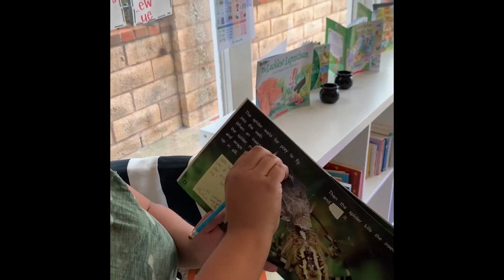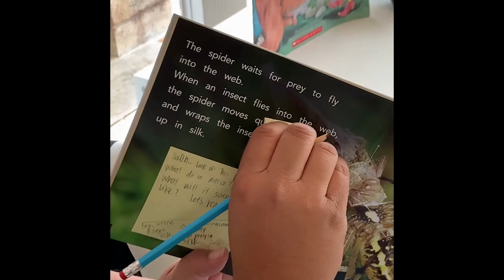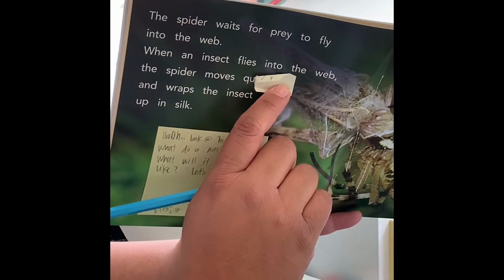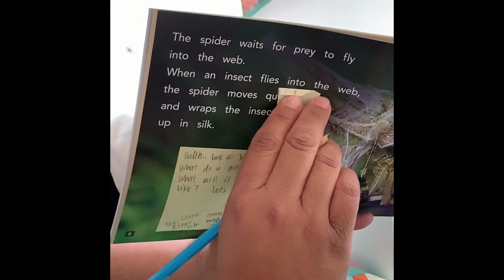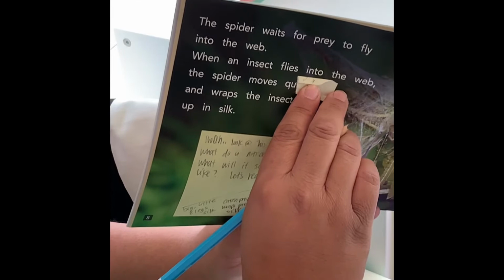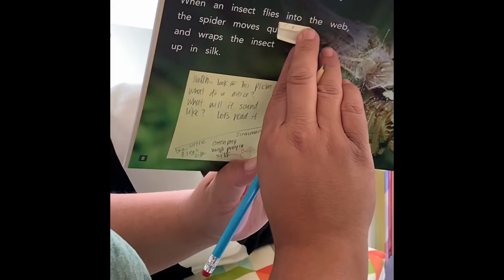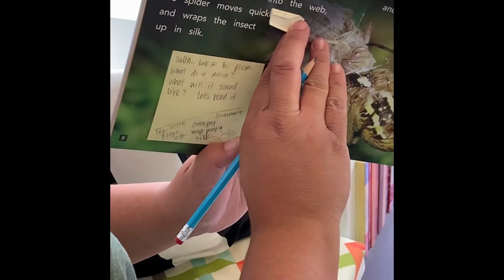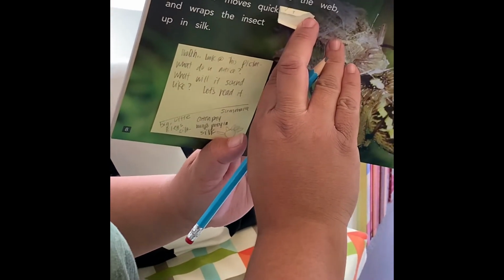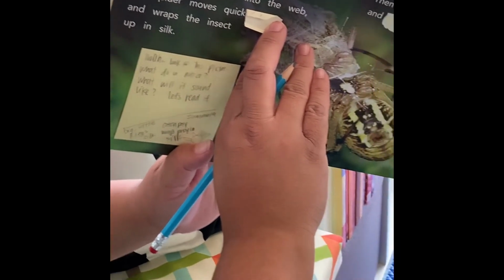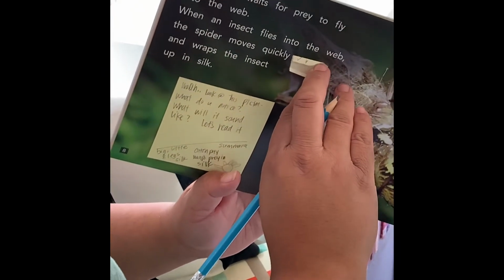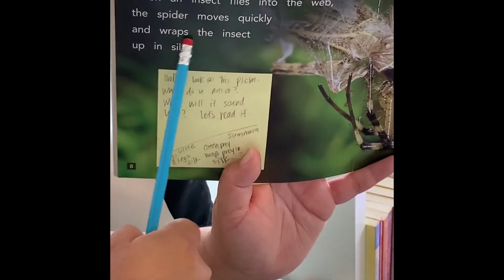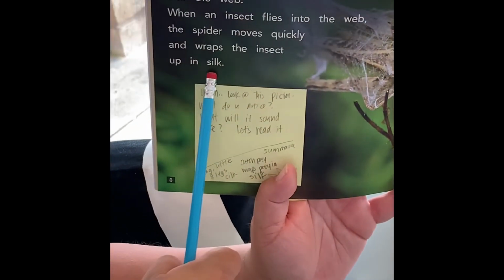The spider moves. Oh. Qua. The spider moves qua. What could that word be? Quiet? Quietly? Let's see. The spider moves. Uh-oh. CK. CK, what does it say? Quickly. When an insect flies into the web, the spider moves quickly and wraps the insect up in silk.